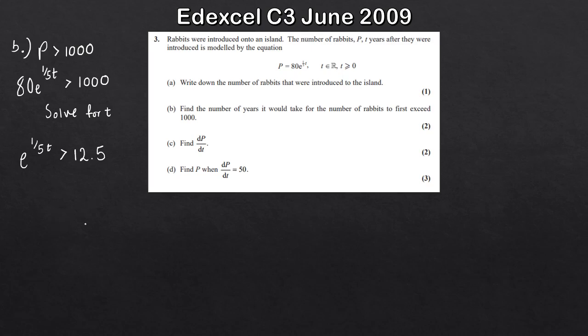So we anti-log, and using the power rule here, we can bring this down to the front. So this is a fifth t, so 1 over 5t, and this is larger. We've taken the natural logarithm, so that's ln, of everything here. This side will be ln 12.5. And whatever you do to one side of an equation, or an inequality in this case, do it to the other as well.